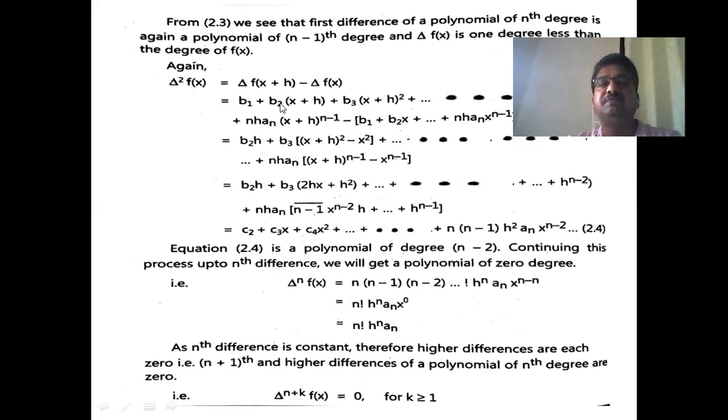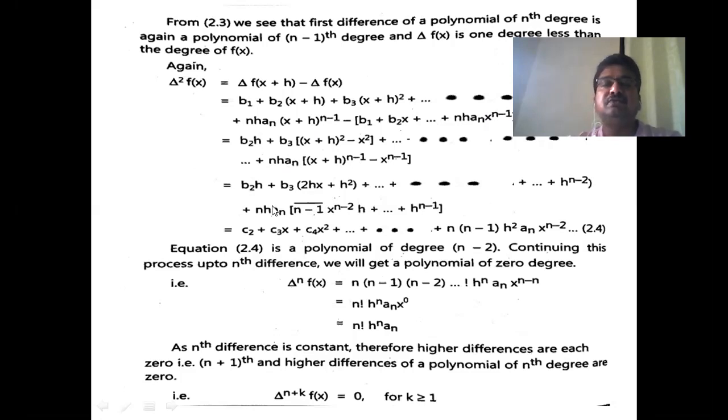Then simplification. So b2x and b2x become 0, and then b2h is the first term. Then take this b3 and this term b3x square, so take b3 as common. What do we have in the bracket? x plus h bracket square minus x square. In this way, observe this term n h n. Take n h n as a common factor, and what do we have in the bracket? x plus h raised to n minus 1 minus x raised to n minus 1, because of the negative sign.